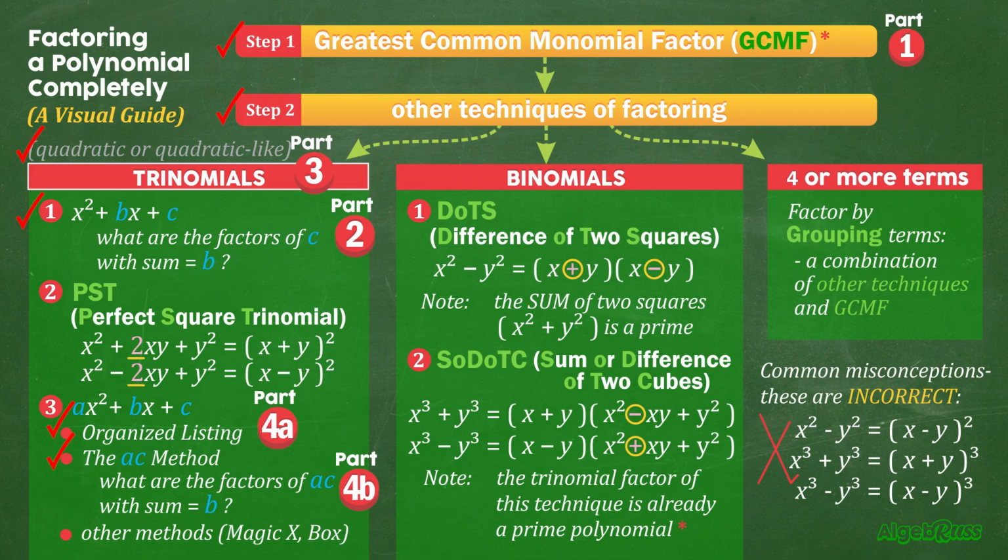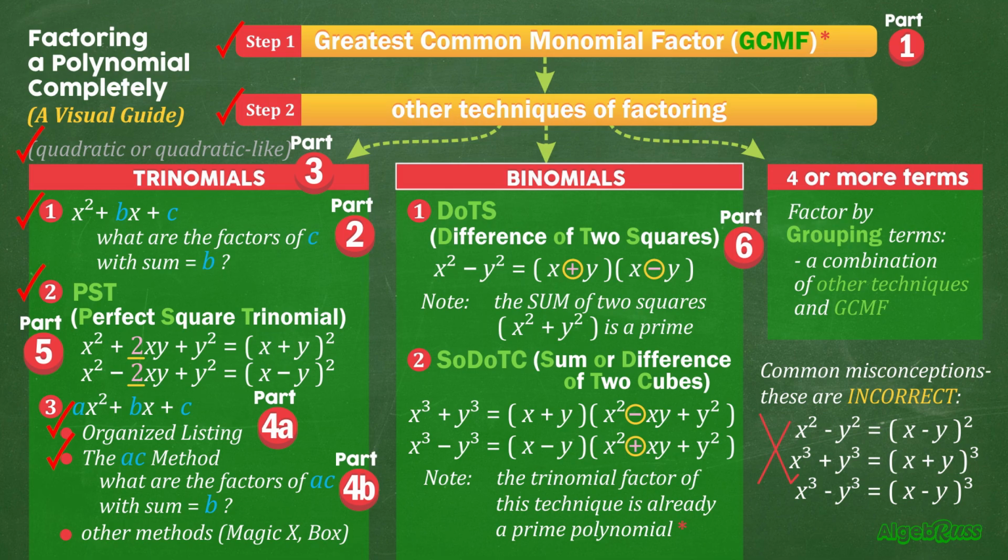We finished trinomials in the previous video by discussing the perfect square trinomial. In part 6, we started factoring binomials already. The first technique is called the difference of two squares. All of these are in the description below. In this video, part 7, we are discussing the second and last type of factoring binomials, and it's called the sum or difference of two cubes.